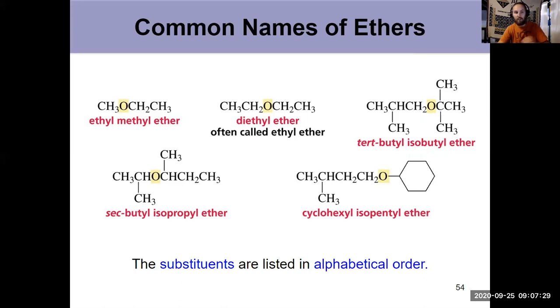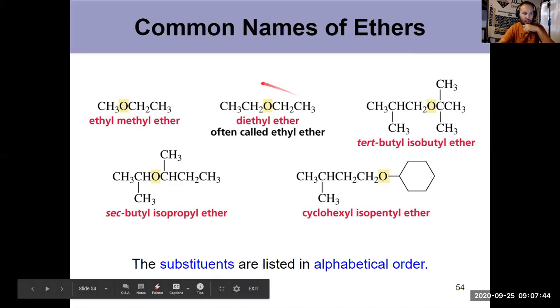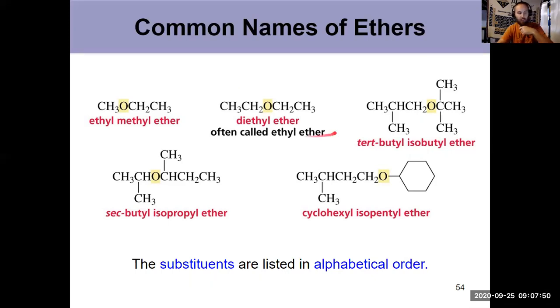But it's not hard to do the common name of an ether. Okay? You just list both of the alkyl substituents in alphabetical order and then say ether. Right? So if it's a symmetrical ether, like right here, an ethyl group on each side, it's diethyl ether or dimethyl ether. And this one you see as ethyl ether pretty frequently because it's been around forever. Right, it's an old school anesthetic.